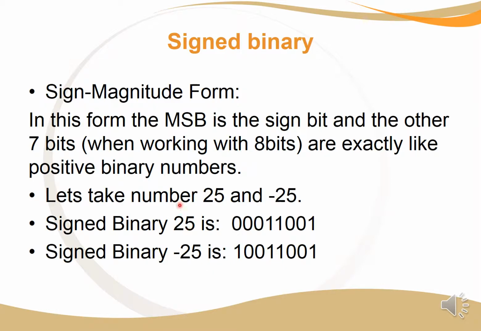Signed magnitude form. In this form, the most significant bit is the sign bit, and the other 7 bits, when working with 8 bits, are exactly like positive numbers. So here it's like 25 and minus 25. Signed binary 25 is this number. And signed binary of minus 25 is the exact same magnitude bits with only the sign bit changed. So these two are quite easy to see what numbers they are and convert between each other. Just look at the sign bit and then look at the magnitude bits.